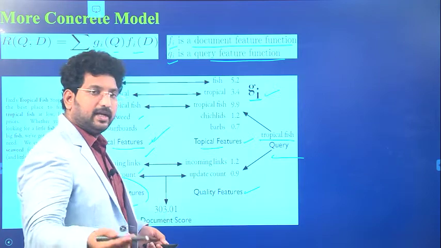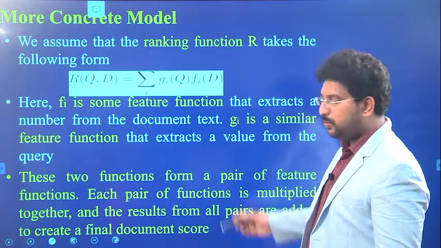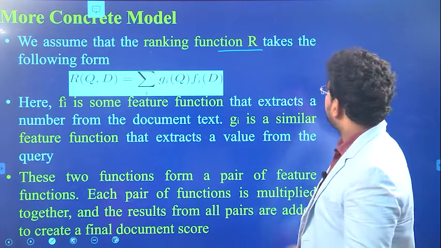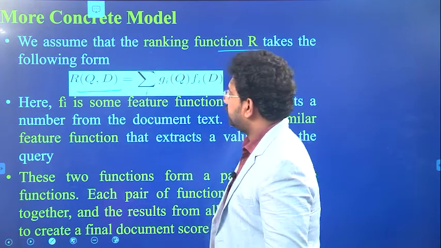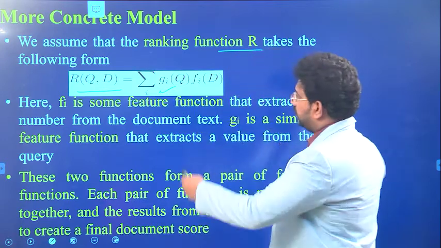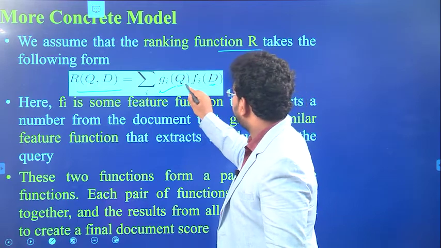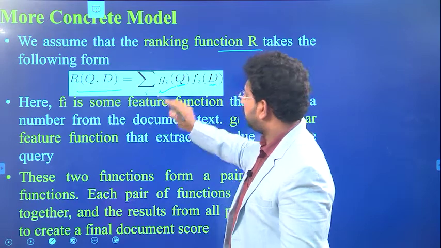And if you see in a more elaborated manner, here observe, we assume a ranking function R. The ranking function takes the following form: R of q comma d equals summation over i of gi of q times fi of d. So this is from the document end and this is from the query end.